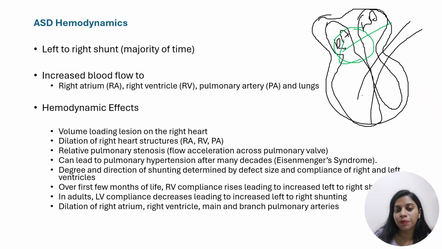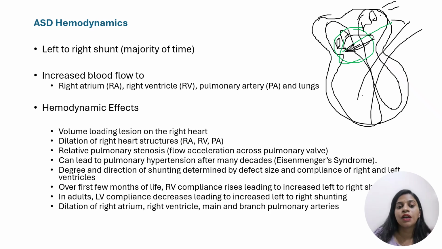Already the blood is pumping from the SVC and IVC to the right atrium, right ventricle, and the pulmonary artery. So when the pulmonary veins are draining the blood into the left atrium, but there is a defect, there is a hole. Through this hole, the blood is pumping again back into the right atrium, which is causing the dilation of the right atrium, right ventricle, and the pulmonary artery.